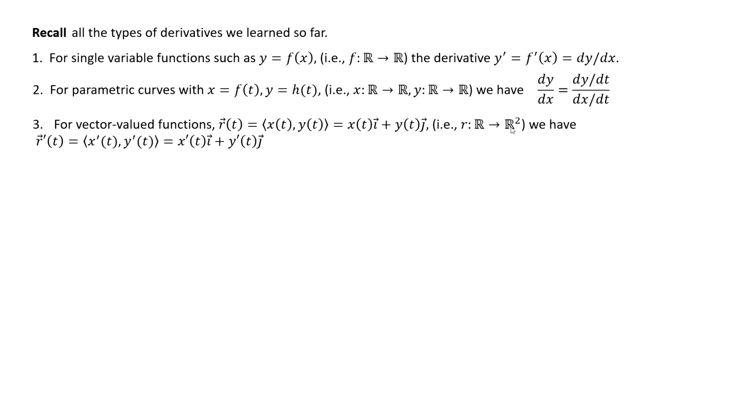Okay, and did we learn about derivatives of such functions? The answer is yes, we have. R prime of t, piece of cake. It simply is the derivative of the x component, comma, derivative of the y component. There was no big deal to it at all. But it's an introduction to a new concept. We can learn about the derivatives of vector-valued functions.